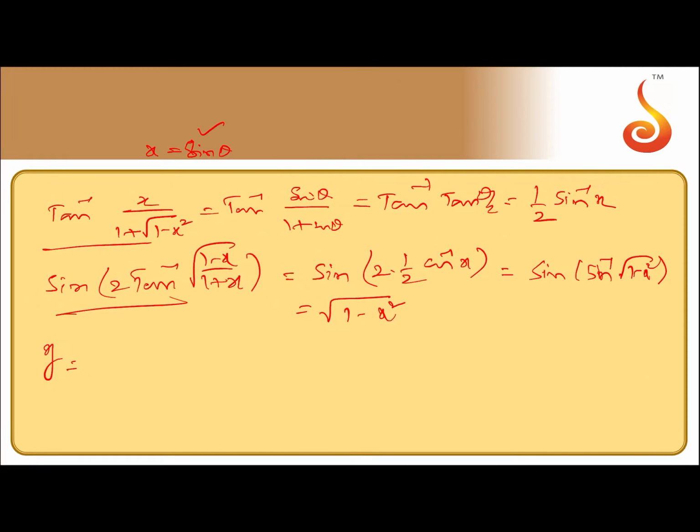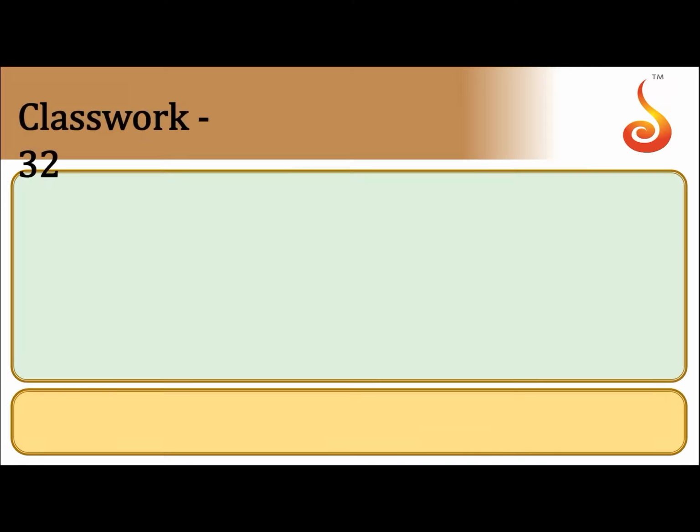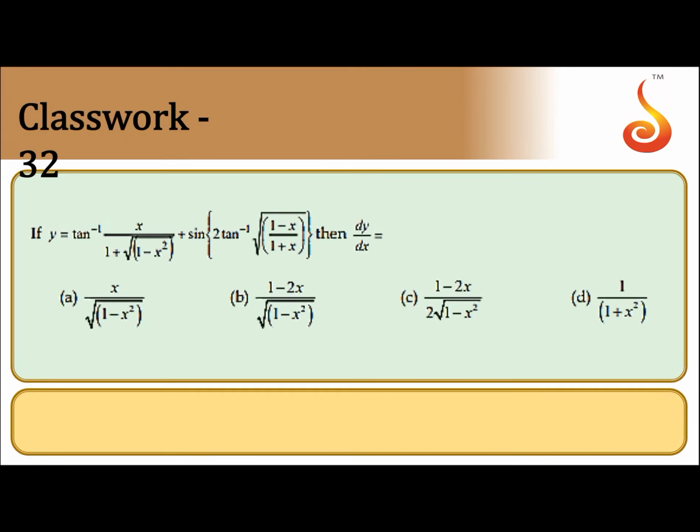So the given problem is the addition of these two, which is half sine inverse of x plus root over 1 minus x square as a simplification, and I need to find the derivative of this. So that implies y dash is equal to, for sine inverse x the derivative is 1 by root 1 minus x square, and this is minus x by root of 1 minus x square. Taking the LCM, 2 root 1 minus x square, 1 minus 2x. So 1 minus 2x by 2 root of 1 minus x square. So the answer is C.